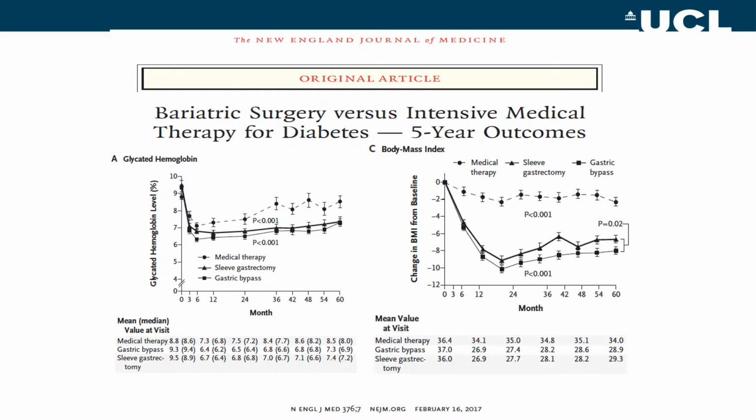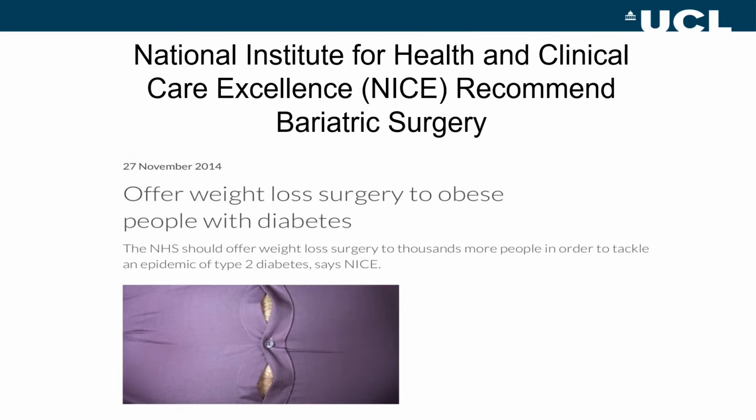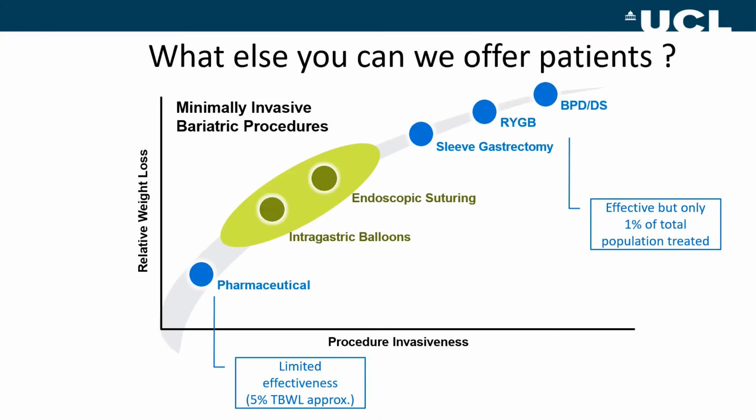And this has been shown in a seminal paper from the New England Journal, where 5 years on from the bariatric surgery, not only was weight loss improved, but so was the HbA1c in these patients, which was sustained and durable. So NICE recommends that those with type 2 diabetes who are obese should be offered bariatric intervention. But the problem is there's a massive unmet need, with less than 5% of these patients being offered sleeve gastrectomy or Roux-en-Y bypass. And we know that medical therapy, pharmaceutical therapy, has limited effect. So what can we offer these patients?